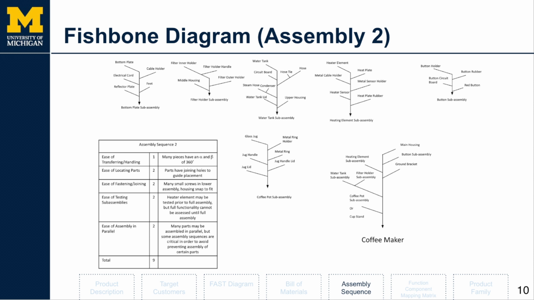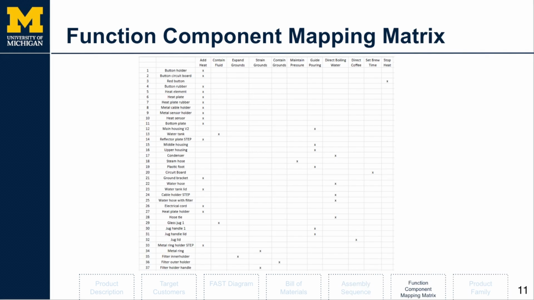All right, so here's our second fishbone diagram. You'll notice that the components within the subassemblies may have moved around a little bit, but overall, the sequence of the subassemblies has not changed. There is not too much flexibility in how we're able to assemble this product, and the ease of assembly has not really improved that much. That is why you see a score of 9, like the last assembly, out of a total of 15.